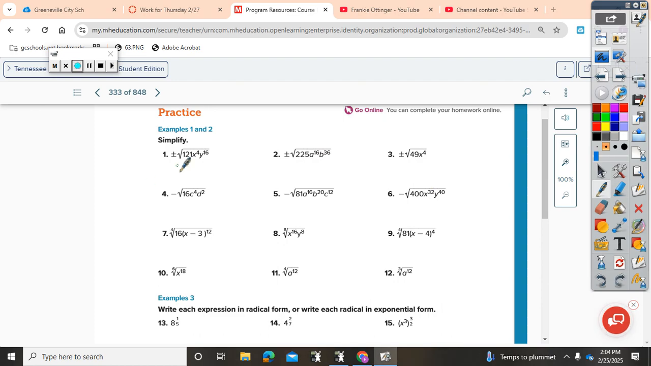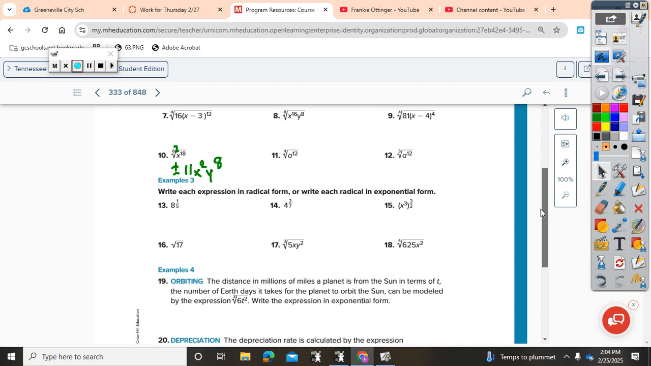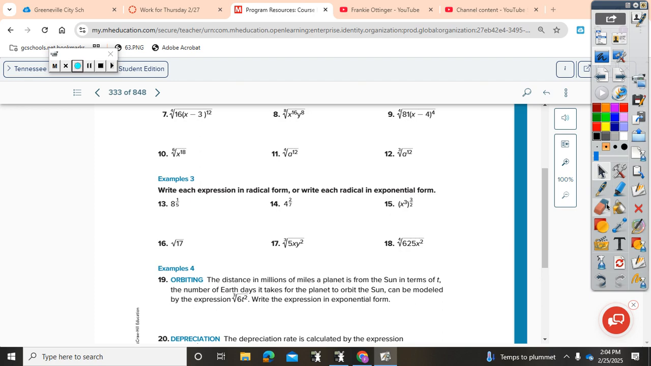Like the answer to number 1 is plus or minus 11, square root of 121. You can type in your calculator. X squared, how did I get it? Power divided by index, so 4 divided by 2. Y to the 8, and 16 divided by 2 is 8. So that's easy. Going back to the switching forms, again, I don't want to do all of these.